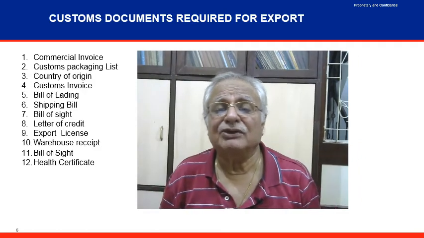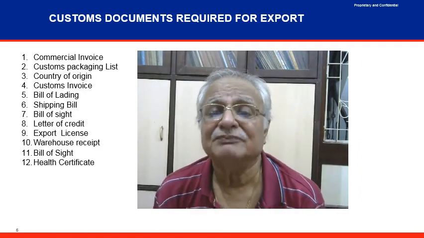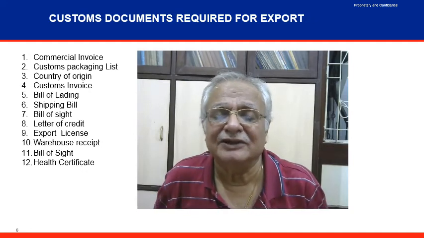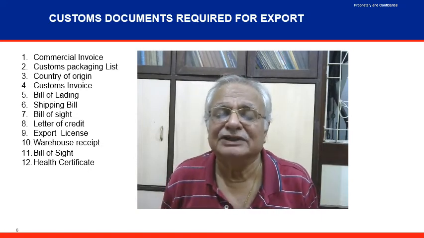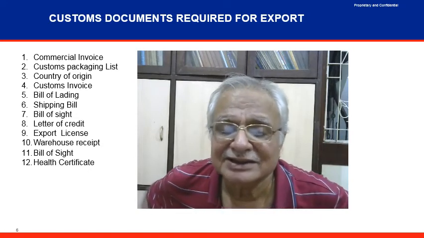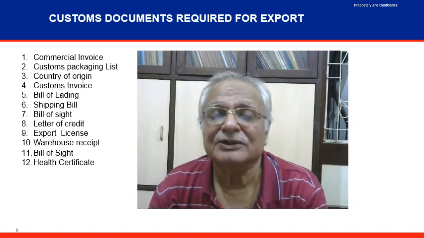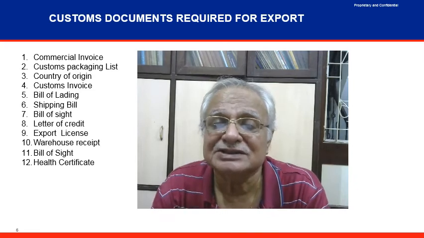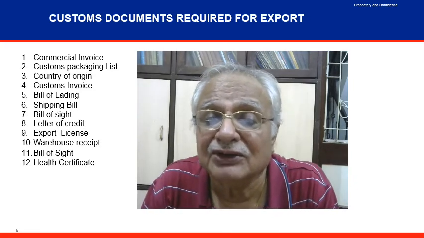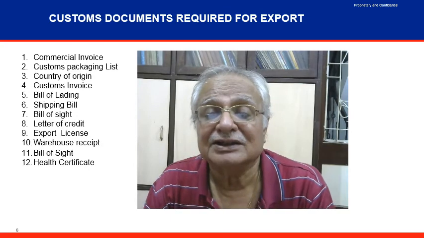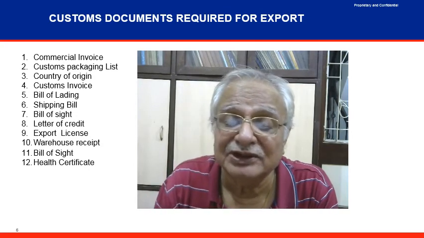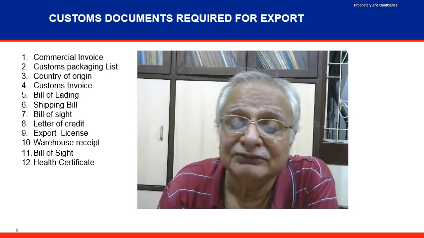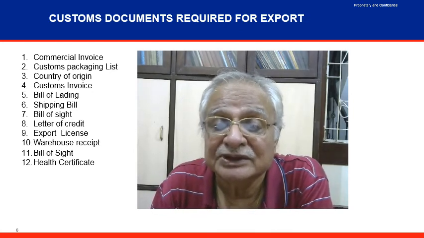So we should know about the documents which are required for the purpose of export. We already discussed there is no difference in the importance of whether it is for import or export. There are certain documents that would change. So the pro forma invoice will remain the same. Then there is a customs packing list, the country of origin or COO certificate, the customs invoice. Then instead of bill of entry, there is a shipping bill for the export which will be filed with the customs.